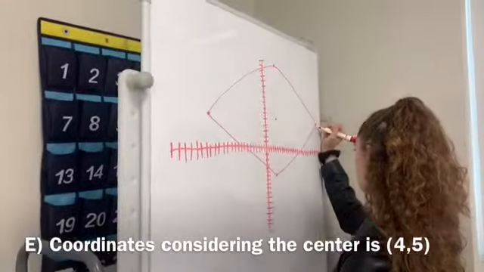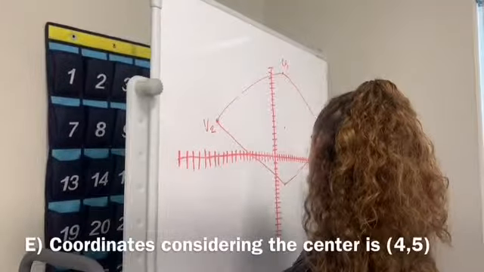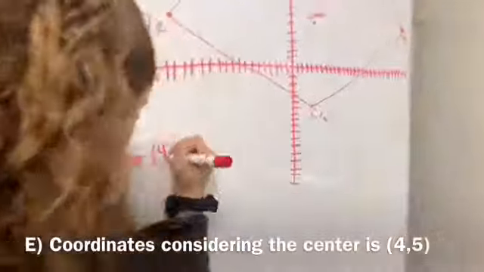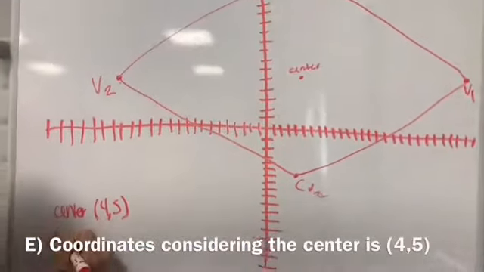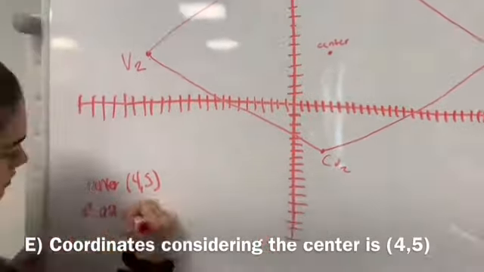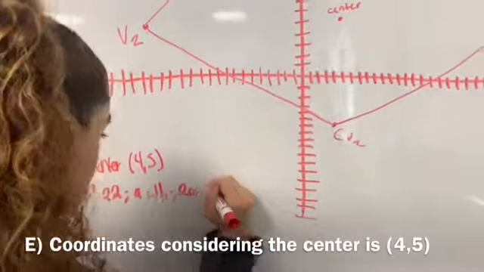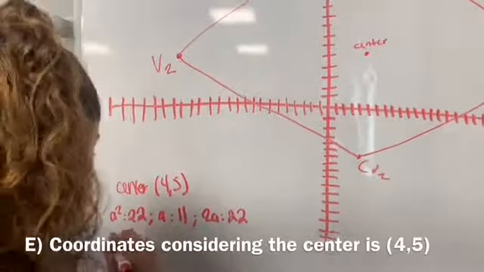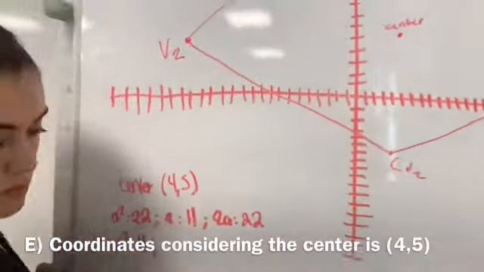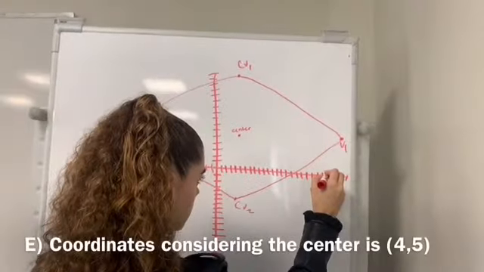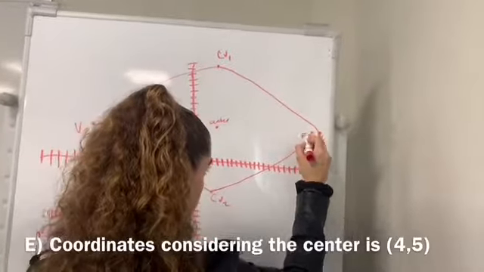On problem E, I worked with the given center point of 5, 4. Then I found the standard or reduced equation: (x minus h) squared divided by a squared plus (y minus k) squared divided by b squared equals 1. Then I found the focus with the equation c squared equals a squared minus b squared, and then I plugged in the numbers.